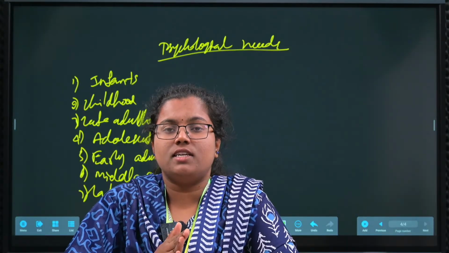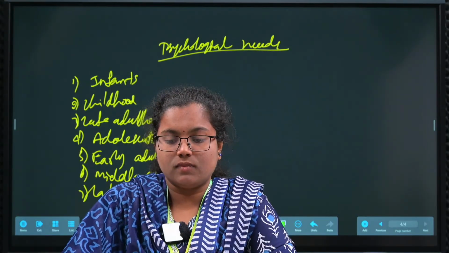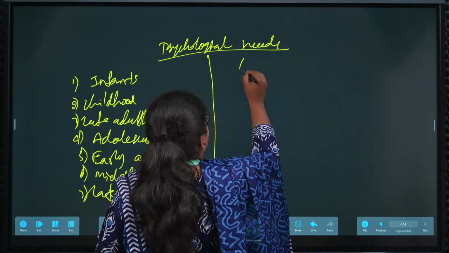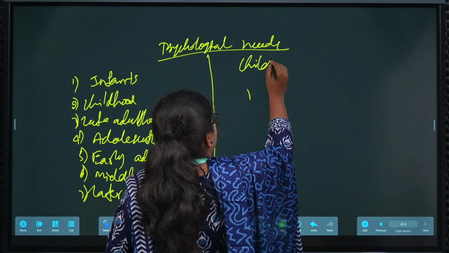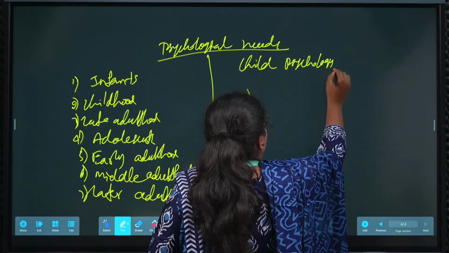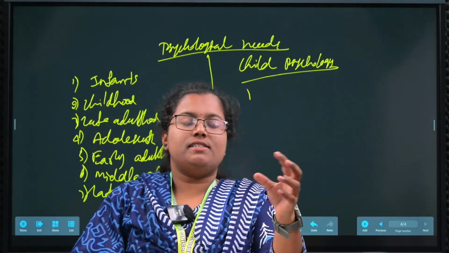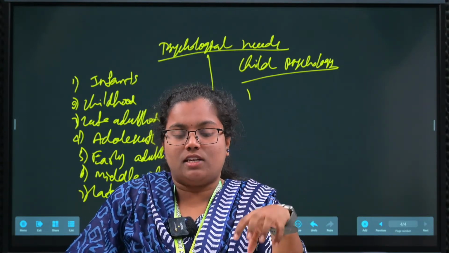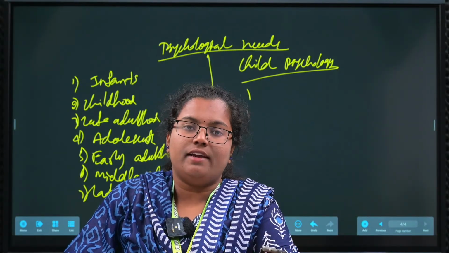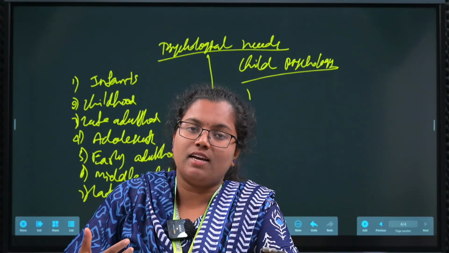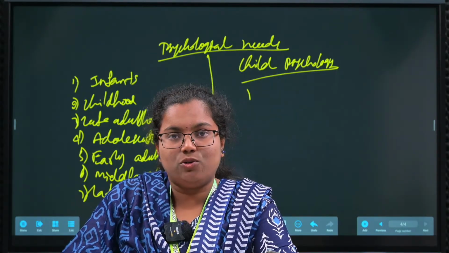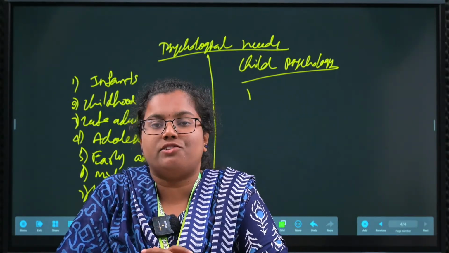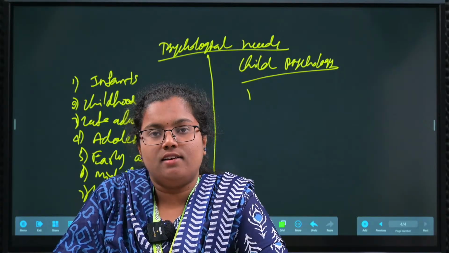Our next important concept is introduction to child psychology. Child psychology means what? Child psychology deals with any behavioral changes or other changes in the child group. It recognizes and deals with changes in the child's personality and child behavior. This is about child psychology.